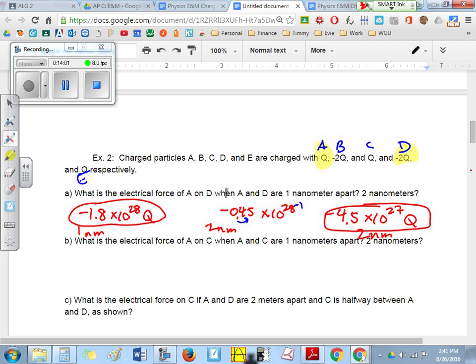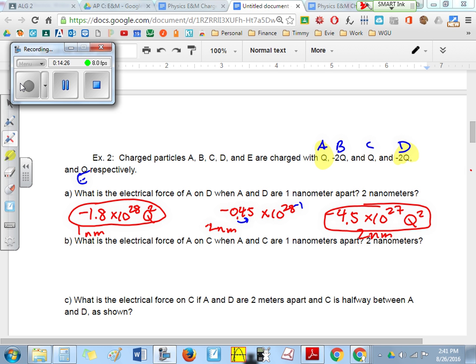What's the big takeaway here? When you double the distance, you get 1/4 the force. And that's true in gravity also. You go twice as far away from a planet, and you experience 1/4 the gravity. That's why it gets easier and easier to leave Earth. The further away you are, the easier it is to escape gravity. Correct. A student corrected me. These are both Q squared. Thank you.